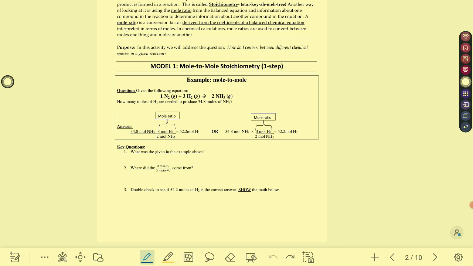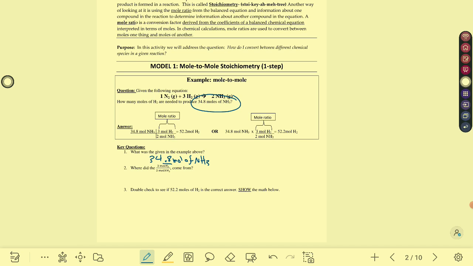On number 1, when it's asking for the given, it does this every single time. Now your given is just what you're starting with. So it says if you're starting with, meaning what you know that you need for an exact quantity, 34.8 moles of ammonia, NH3. So if you want to call that nitrogen trihydride, you can.